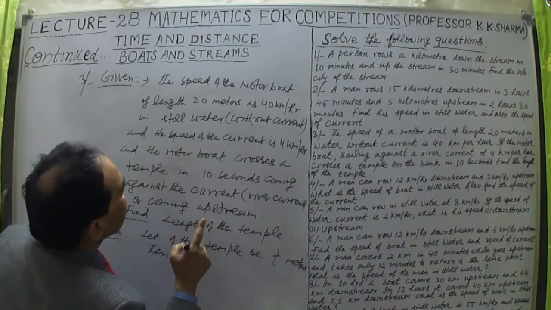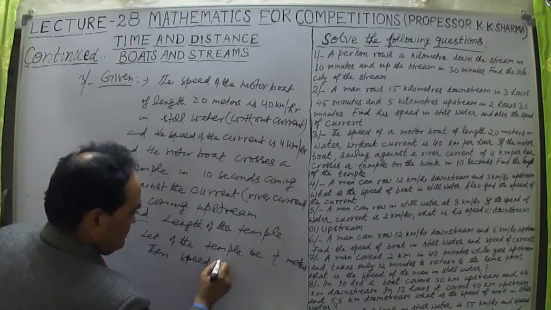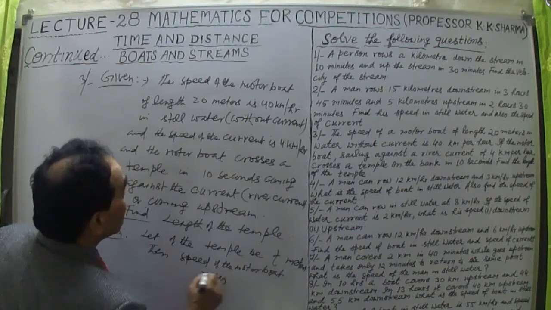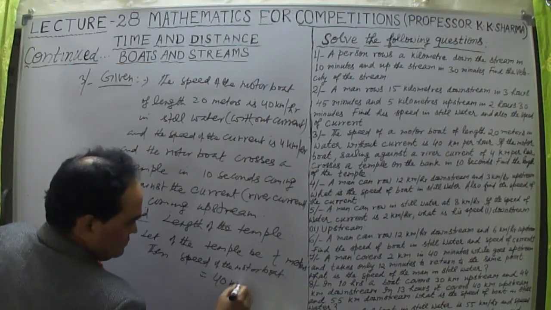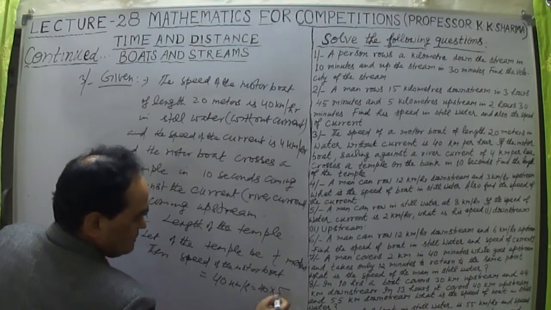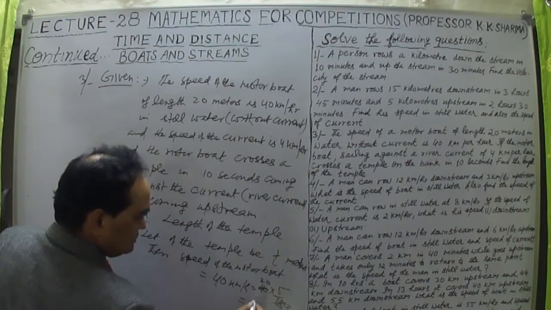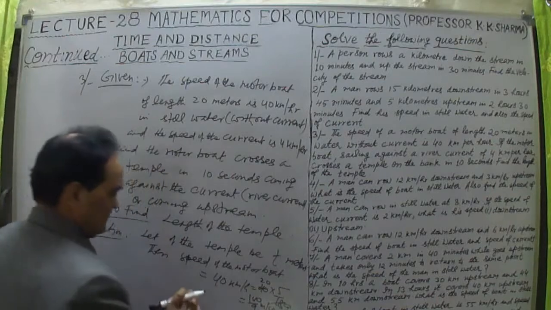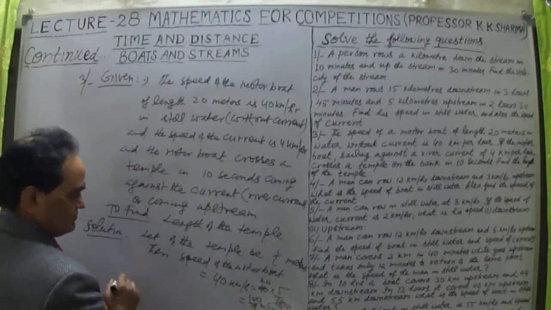First is the speed of the motorboat, x, which is given as 40 km per hour. 40 km per hour is equal to 40 into 5 upon 18. Why 5 upon 18? Because we have to convert this into meters per second. That gives 100 upon 9 meters per second. This is the speed of the motorboat in still water.